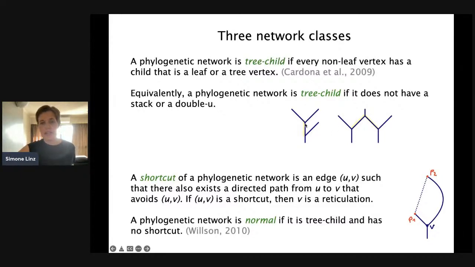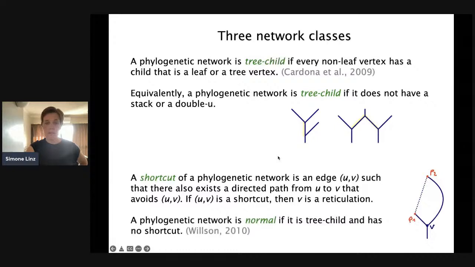So this basically is an edge that's incident with 2 reticulations. And a W is a tree vertex whose 2 children are both reticulations. So if we neither have a stack or W in some network, then this network is tree chart. Now, the next definition is that of a shortcut.